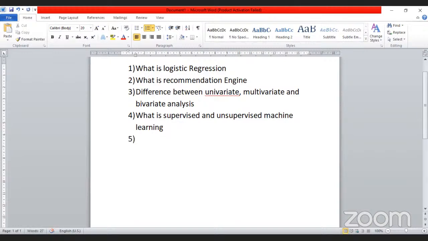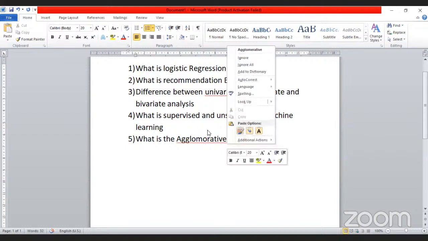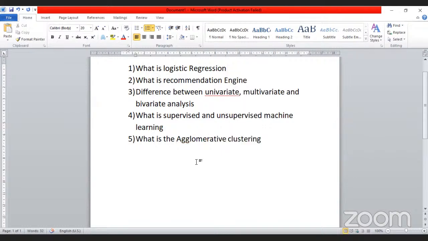Okay. Now the fifth question is, what is agglomerative clustering? Okay, so what is agglomerative clustering?